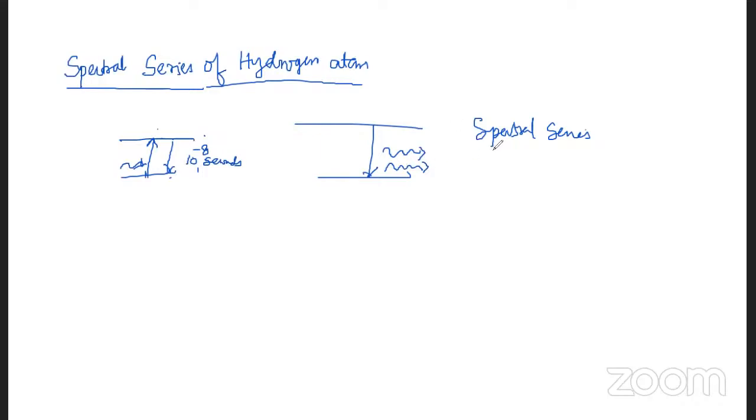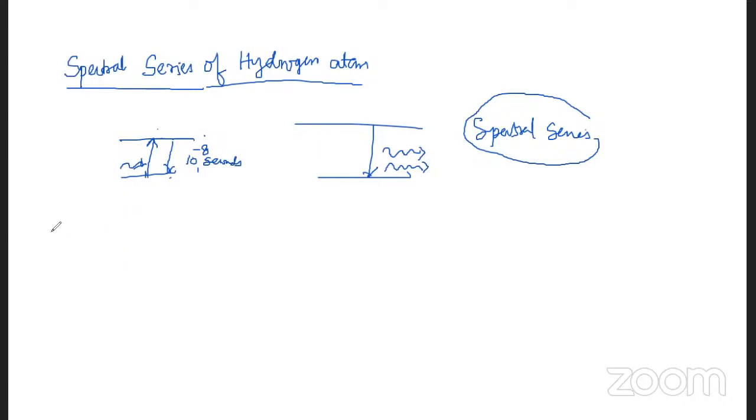And these different wavelengths we call the spectral series. As we are studying the hydrogen atom, we call it the spectral series of the hydrogen atom. Now the wavelengths of the different radiations in the series can be found.